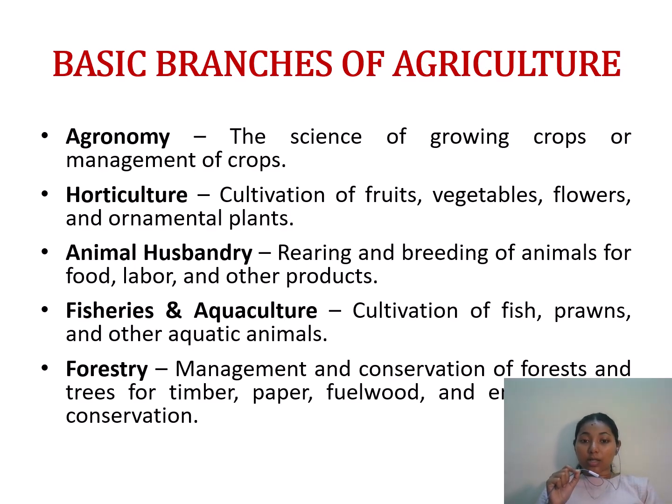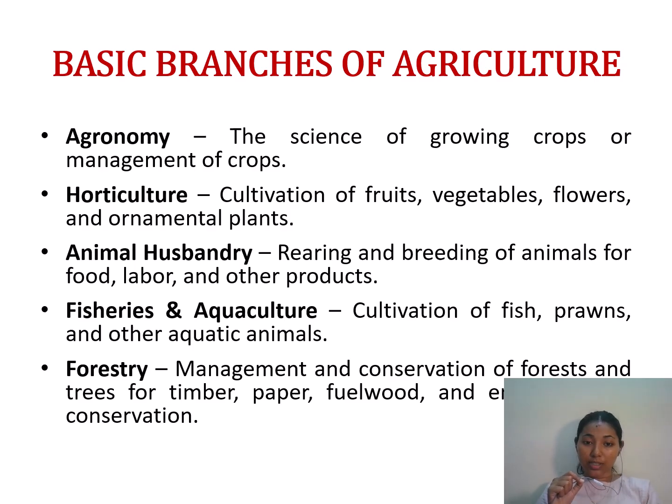Then coming to animal husbandry. I have already told you, it is rearing and breeding of animals for food, labor and other products, right? We get things from them, we get labor from them, food from them. That's why we are rearing as well as breeding them. We are increasing their population too. We cannot sustain with only the existing population, right? We have to increase it also. That's why we are doing that.